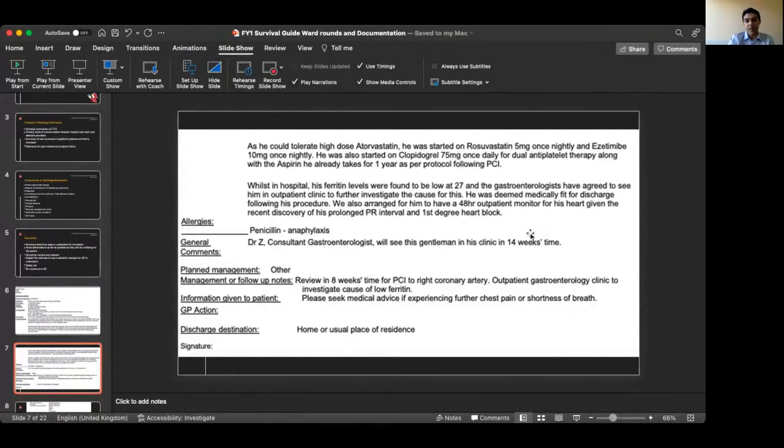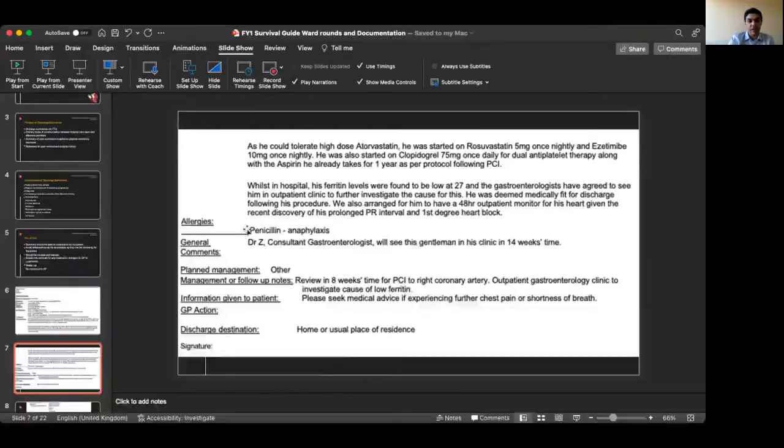And I go on to mention any outpatient tests we've organized for this patient. So this patient, for instance, will have 48-hour telemetry due to changes found on his ECG. That's for the patient and again for the GP to be aware of.